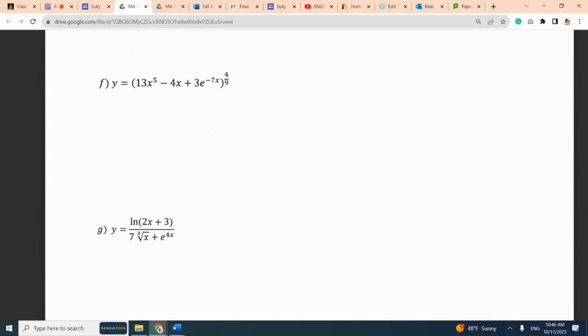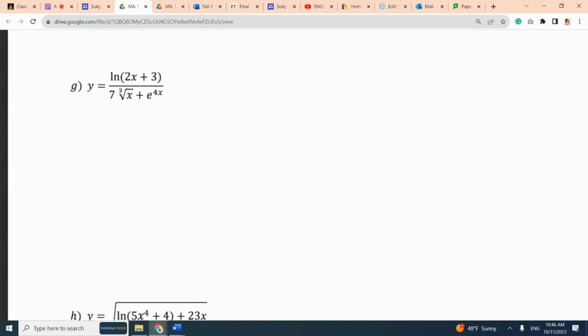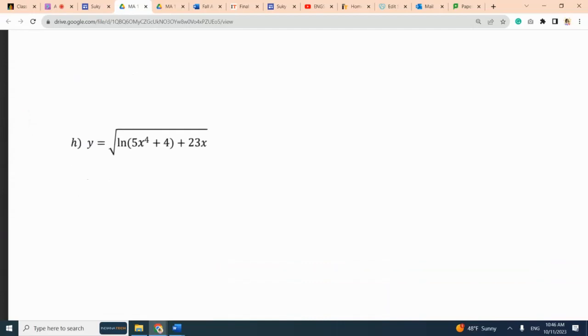And then here, something to the 4/9. Quotient rule? Power, something to that power, is chain rule. Yes. And then how about this one? Quotient rule. So quotient rule first, and then inside the quotient rule, you might need to do chain rule. Okay? How about this one? Chain rule. Yes, something to the 1/2, chain rule.